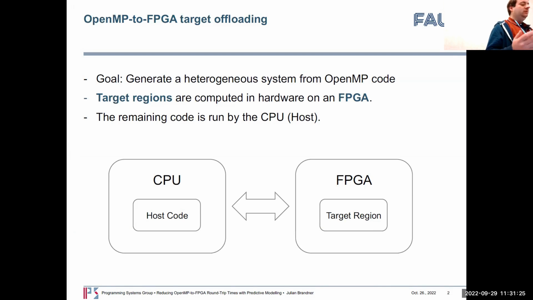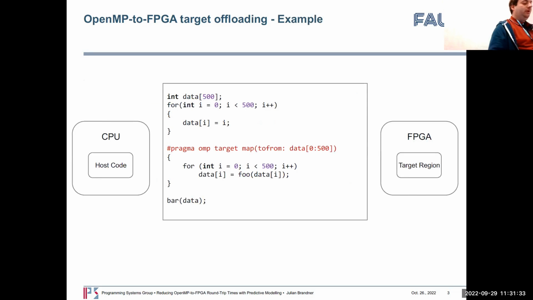So the general concept in all these different projects is to try to do that similarly. Let's have a look at a short code snippet. Here we have a short code with an array called data, and we first initialize it, then we modify it, and then we modify it again. The first modification happens within a target region, and it's using an additional function called foo. So we want the second modification, the for loop, running on an FPGA in hardware.